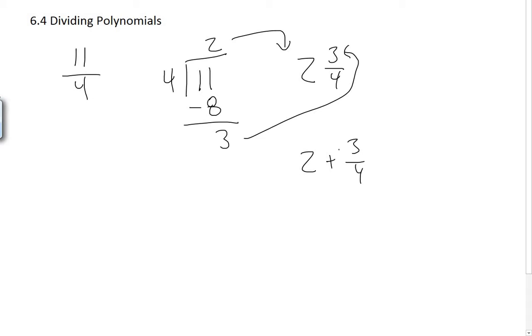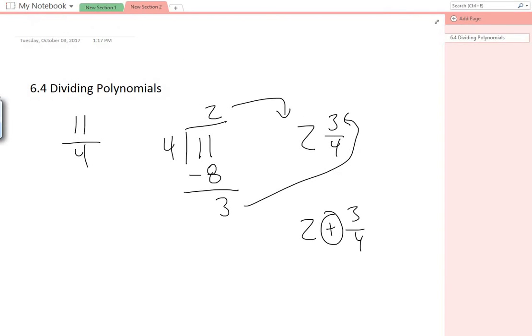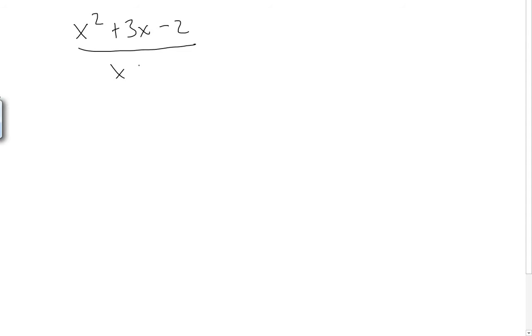So when we divide polynomials, we can't put polynomials together like this. We have to use the operation. Okay, so let me show you an example. Let's just start off with something nice, like say I wanted to divide x squared plus 3x minus 2 by x plus 1.